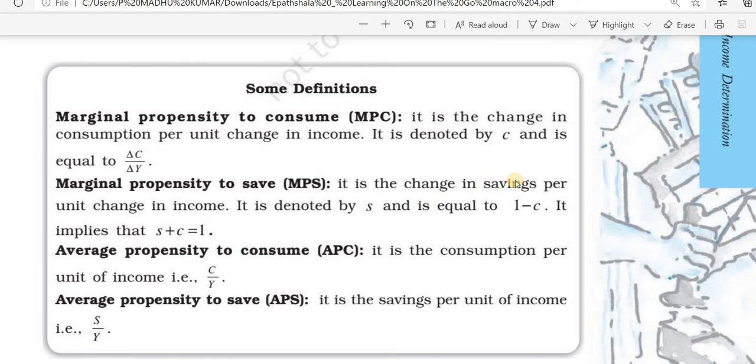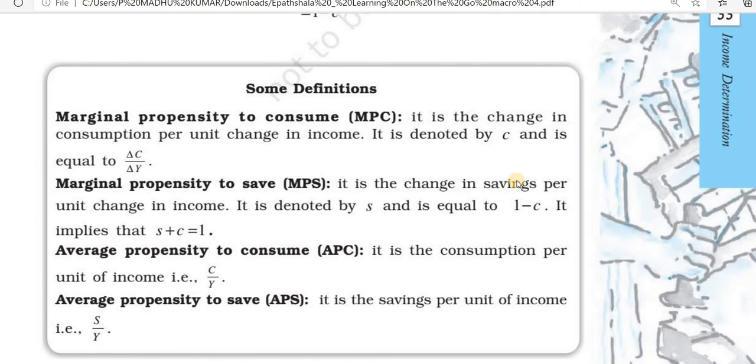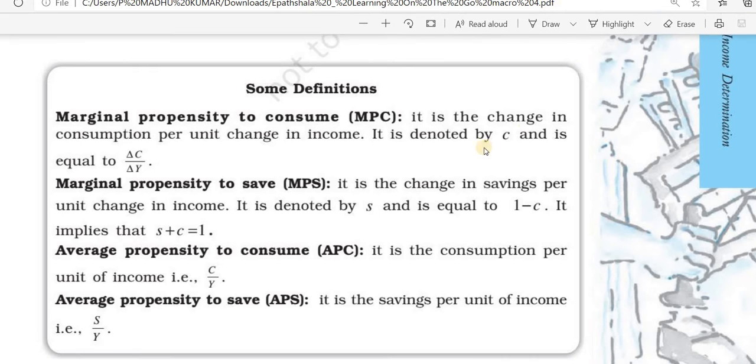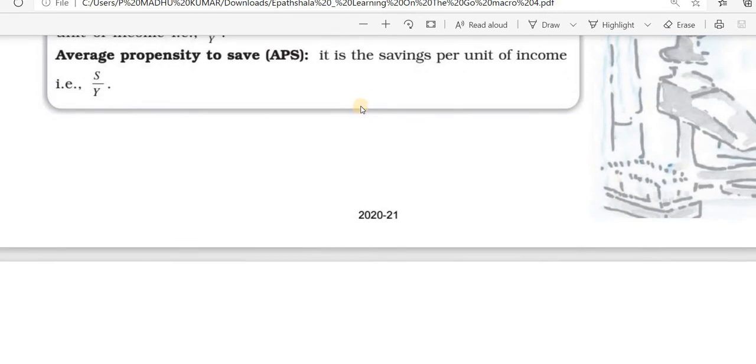Next one, average propensity to consume. It is the consumption per unit of income, C by Y. That is the average propensity to consume. Next one, average propensity to save, APS. It is the savings per unit of income, savings divided by income.